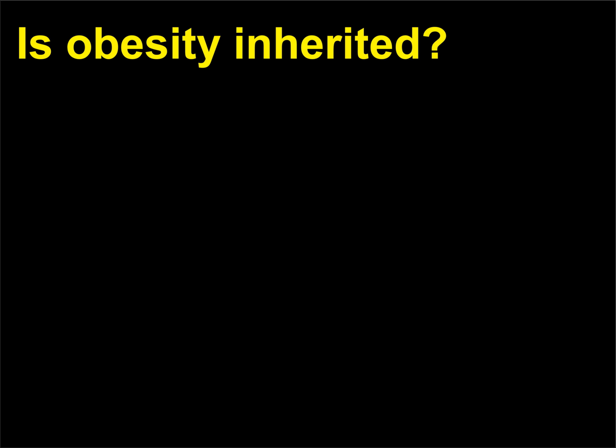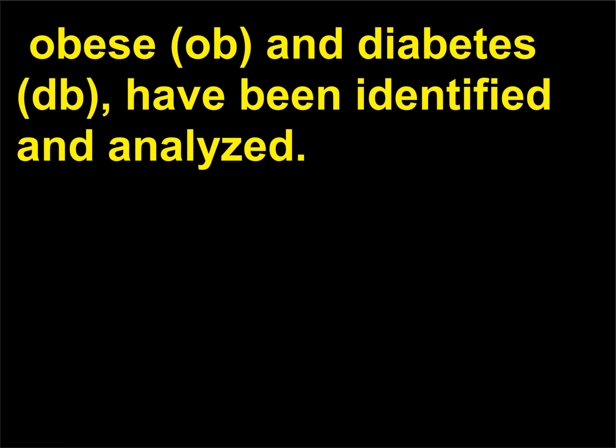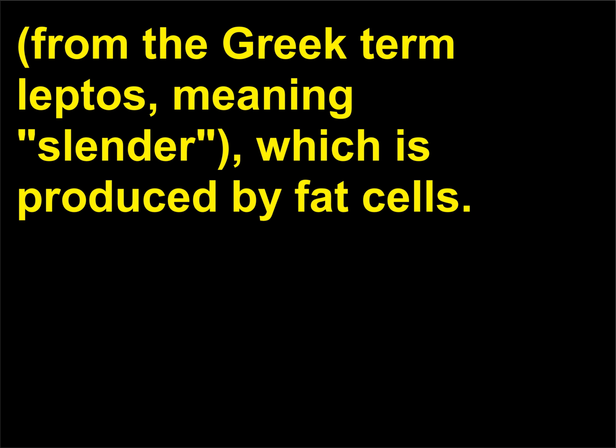Is obesity inherited? Genetic clues to obesity have been studied in mice, where at least two genes, obese (OB) and diabetes (DB), have been identified and analyzed. The OB gene codes for the weight-controlling hormone leptin, from the Greek term leptos, meaning slender, which is produced by fat cells.